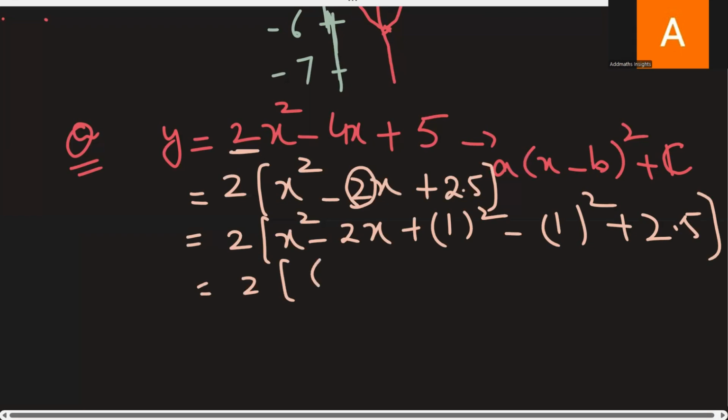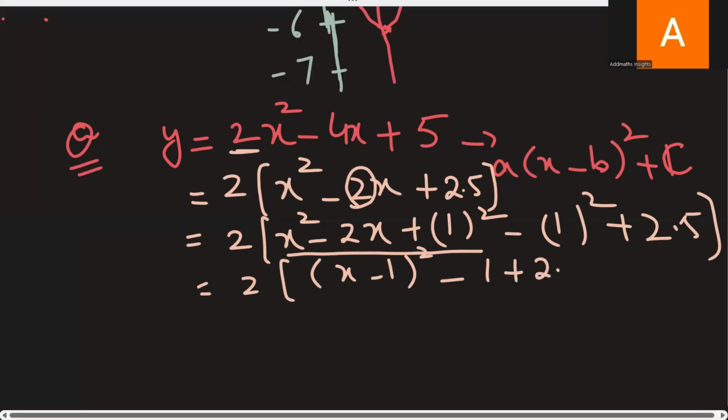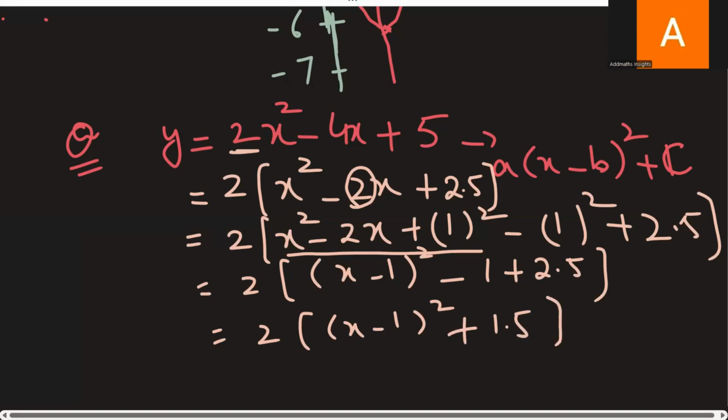Now this becomes x minus 1 whole squared. Here we are using a squared minus 2ab plus b squared. And this is minus 1 plus 2.5. So this equals 2 times x minus 1 whole squared, minus 1 plus 2.5 is 1.5. And now you can open this bracket and multiply it. 2 into 1.5 is 3.